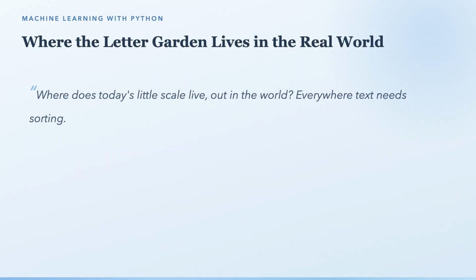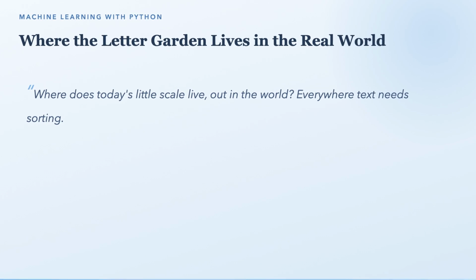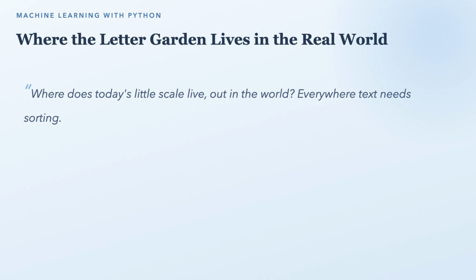Where does today's little scale live? Out in the world. Everywhere text needs sorting. Your email inbox, where this exact idea quietly protects billions of people every day. Text messages, where it catches the "your parcel is held" tricks. Help desks routing each request to the right stall. And reviews, where counting words reveals warmth or disappointment. Naive Bayes is rarely the fanciest model in the room, but it is often the first one tried, and surprisingly often, the one that stays. Simple, fast, honest, like a good postmaster.